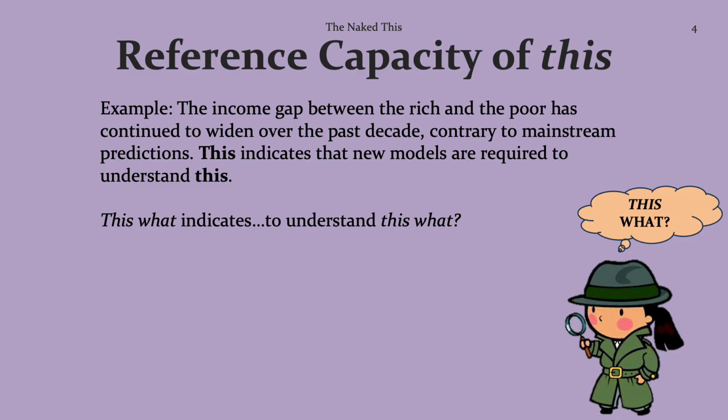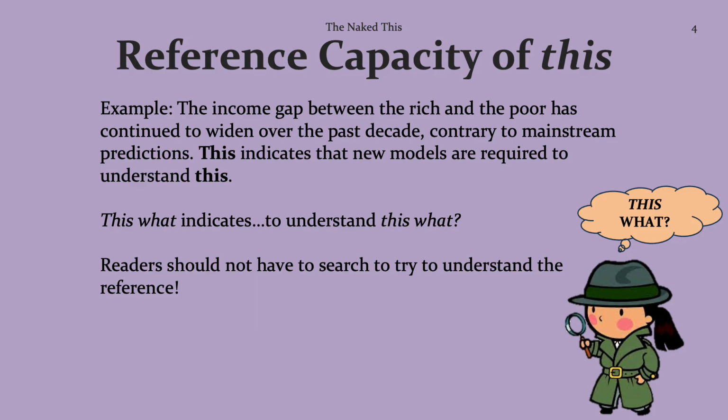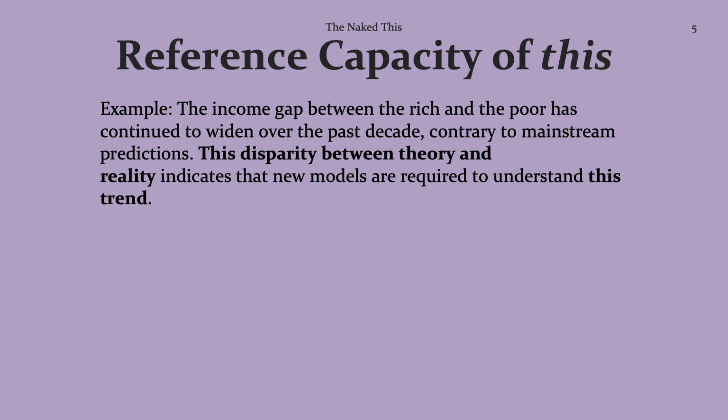A golden rule to keep in mind is that readers should not have to search to try to understand the reference. As the writer, the best way to fix a vague, naked this is to turn the demonstrative pronoun into a determiner and complete the noun phrase.